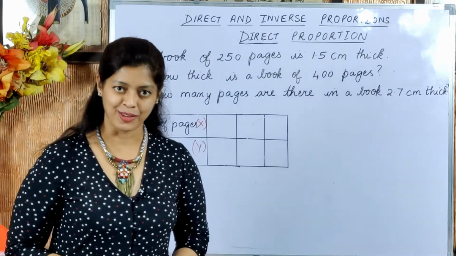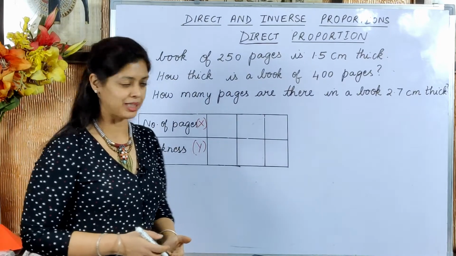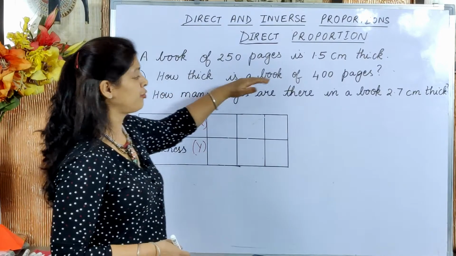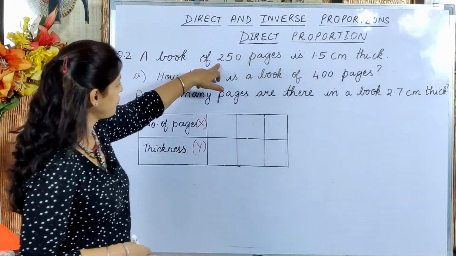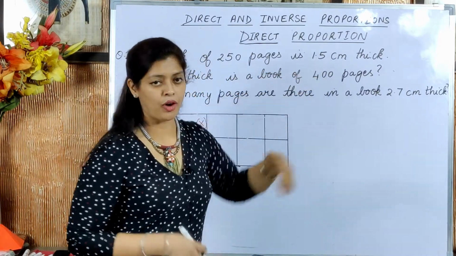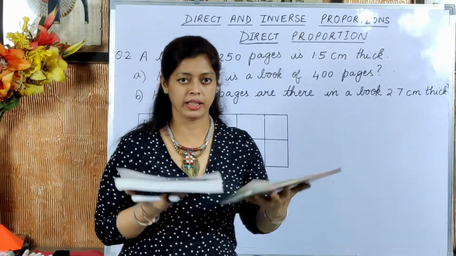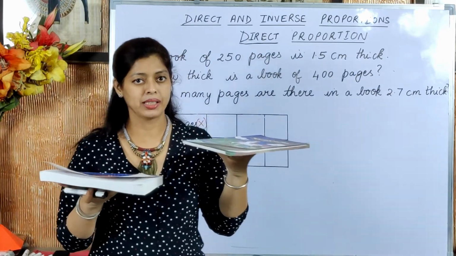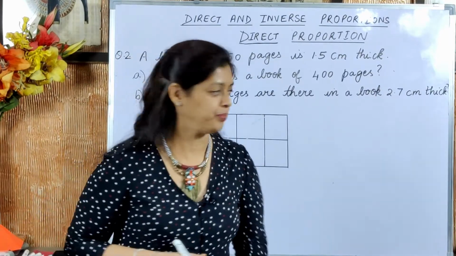Now here is our second question. A book of 250 pages is 1.5 centimeters thick. It has two parts. First they are asking how thick is a book of 400 pages. Now clearly, if the pages increase, 250 pages is 1.5 centimeters thick, 400 pages obviously will be thicker. So if I take these two books, you can clearly see more the number of pages, more is the thickness. Less the number of pages, less is the thickness. So clearly this is a case of direct variation.